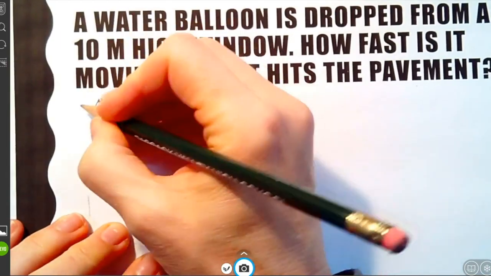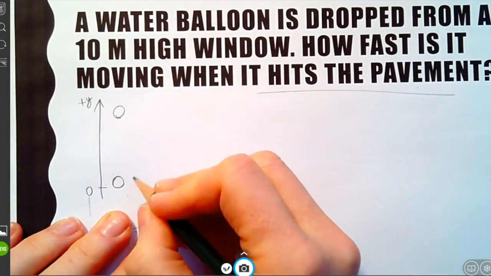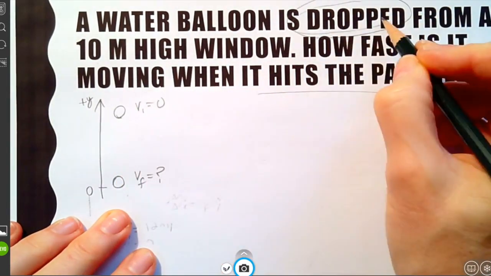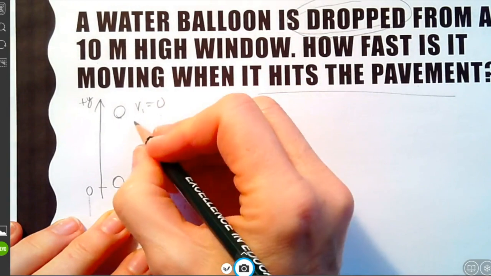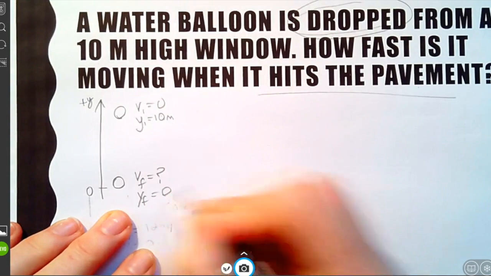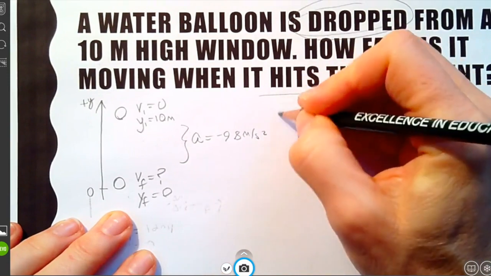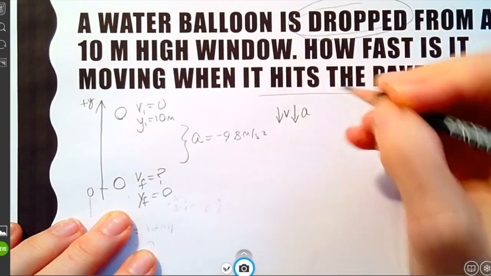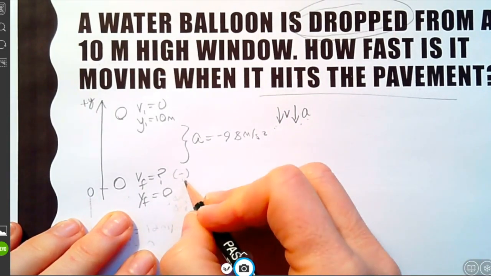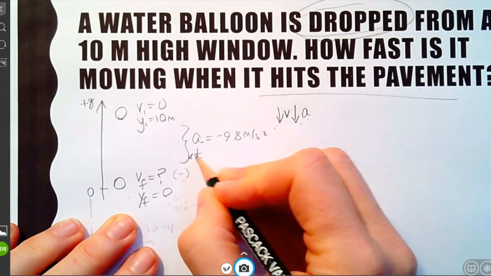And if I set up the same axis and make the end 0, when it hits the pavement, I'm looking for this velocity. My initial velocity, since it's dropped, is 0. It's a 10-meter high window, so I know that the position I'm starting at is 10, and my final position is going to be 0. Again, we know the acceleration due to gravity is negative 9.8 meters per second squared. I'm moving down, and my acceleration is down, so these should both be negative. So I should end up with a negative velocity. We'll talk about that. And we don't know anything about our time elapsed.